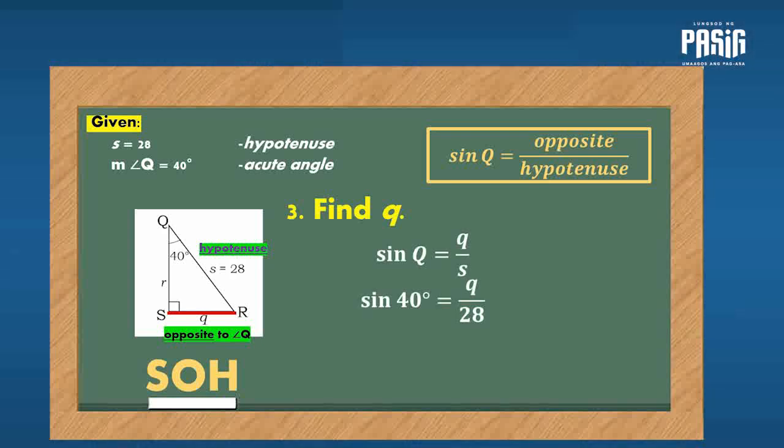Next, multiply both sides by 28. The equation will be Q equals 28 sine 40 degrees. Evaluate sine 40 degrees using your calculators. Then, multiply the answer to 28. Therefore, the length of leg Q is 18.